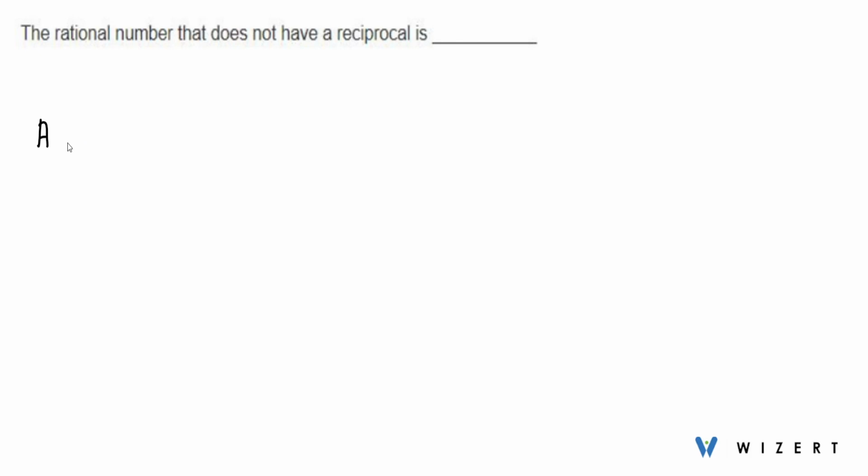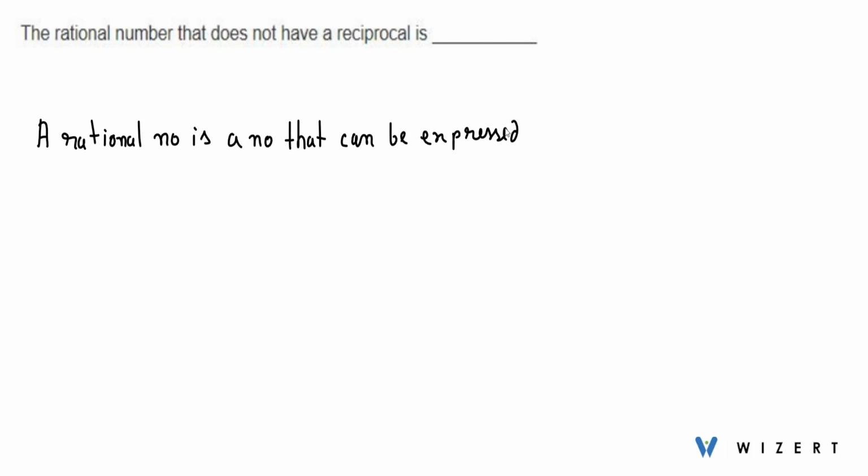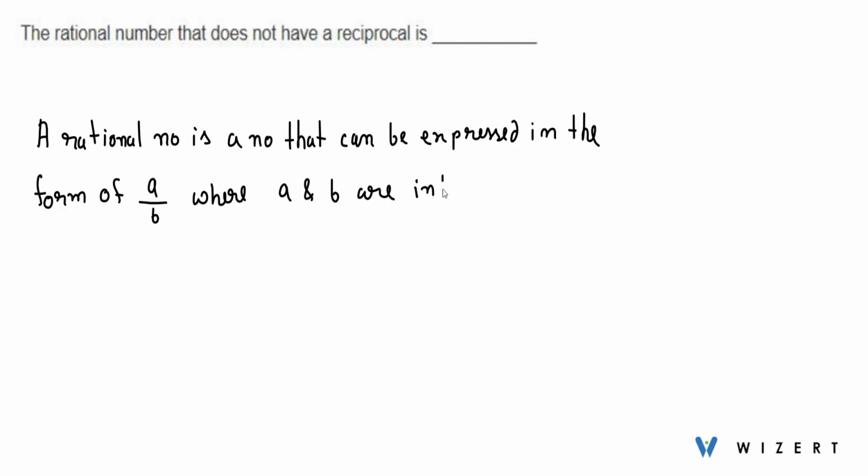So a rational number is a number that can be expressed in the form of a upon b, where a and b are integers and b will not be equal to 0.